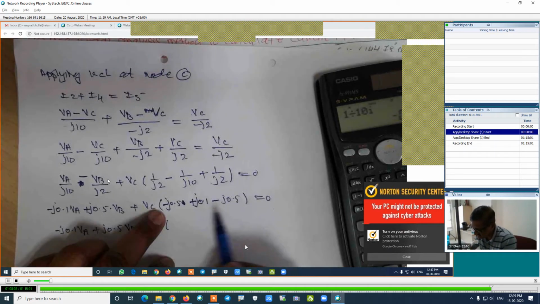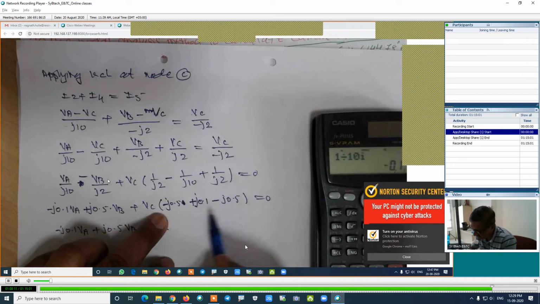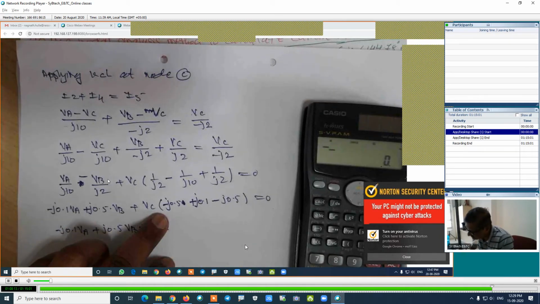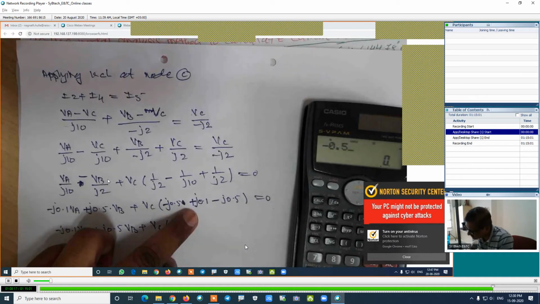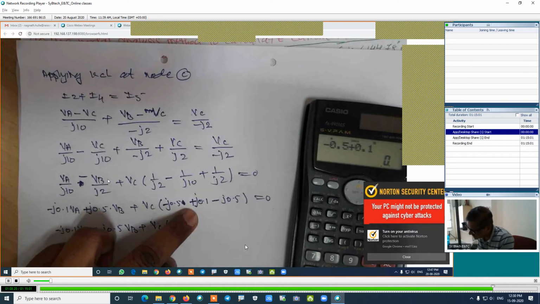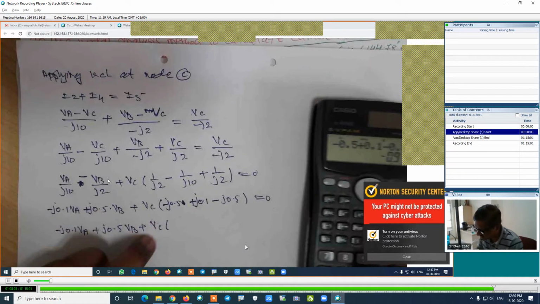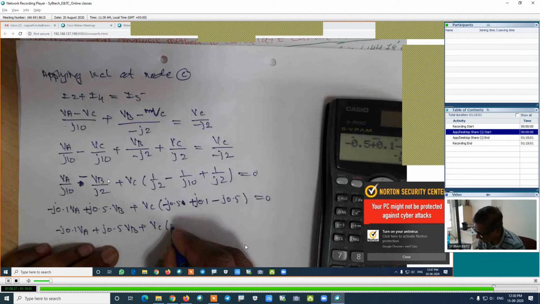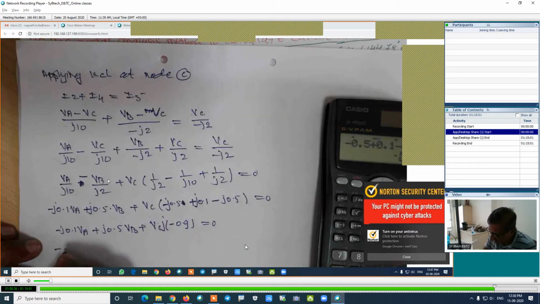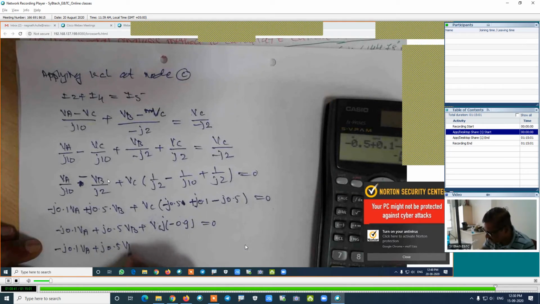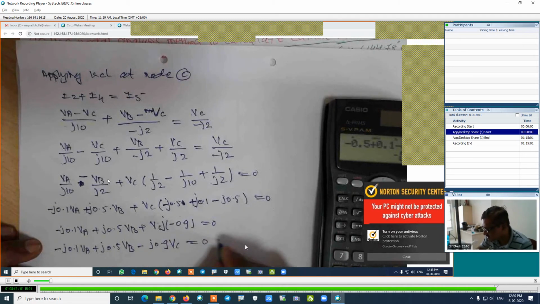This is j, this is j, this is j. This is minus, this is plus, and this is minus. Means here, this will be minus 0.5. This is plus 0.1. This is minus 0.5. Is it right? This will be equal to minus 0.9. This is minus 0.9 j, which is equal to 0. Means final equation will be minus j 0.1 VA plus j 0.5 VB minus j 0.9 VC, which is equal to 0. This is the equation number 3.